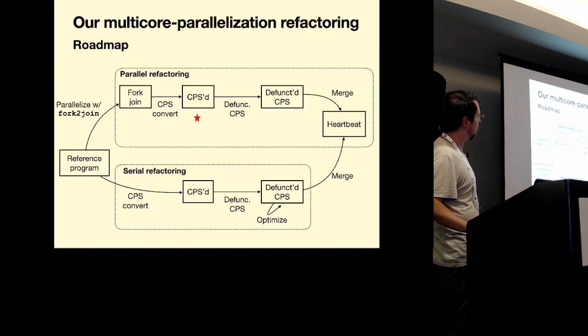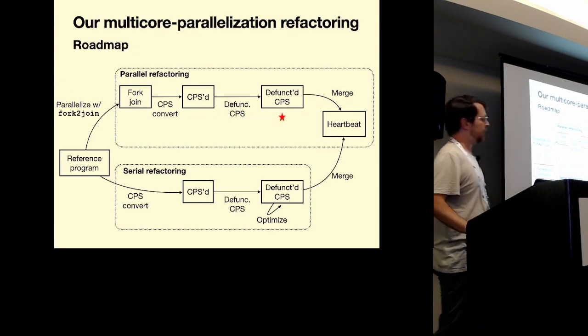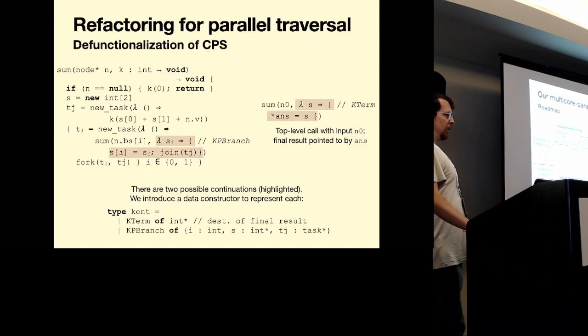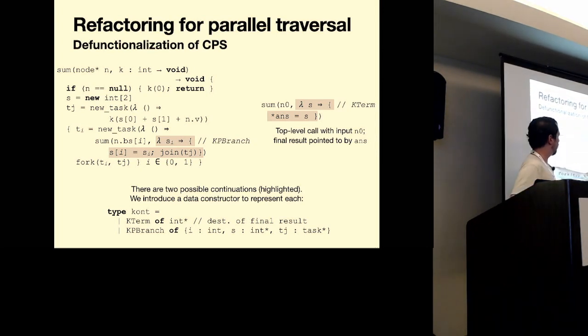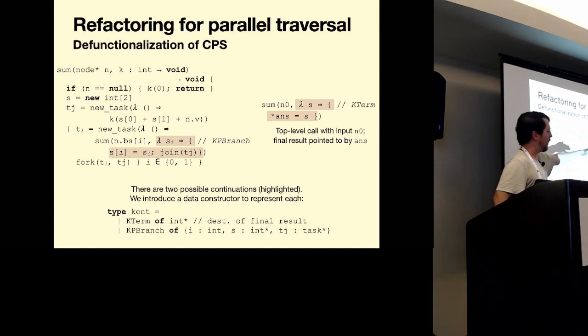Okay, so we finished that. Now we're going to defunctionalize the continuations we introduced. We have two continuations in this program. One we've already seen. This is the one that takes the result of the recursive call and stores it, and then resolves the dependency edge on the join task. That's one continuation. We'll call that KP branch. And then there's the top level call, which just takes the overall result and writes it out to memory. We'll call that K term.